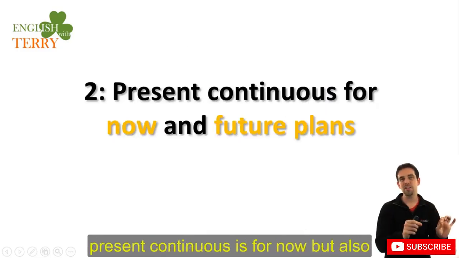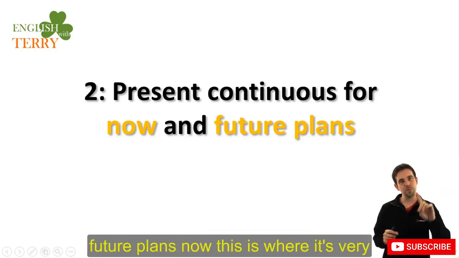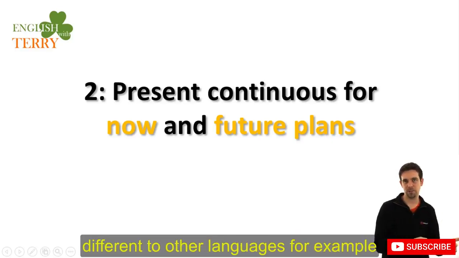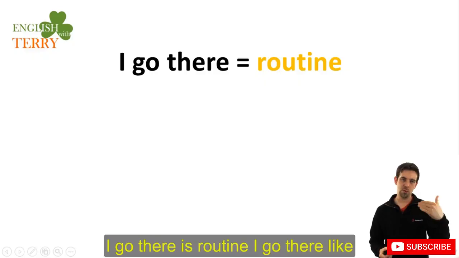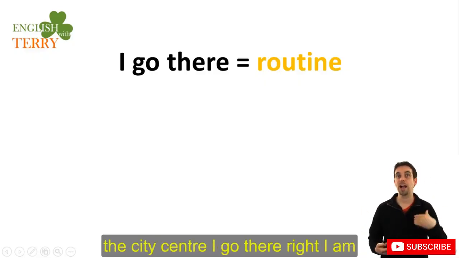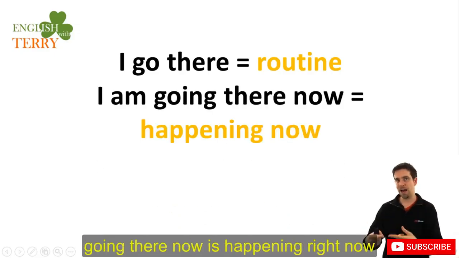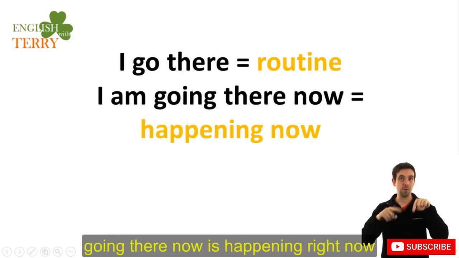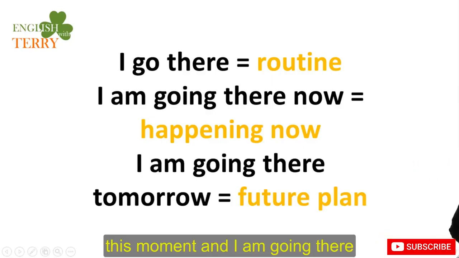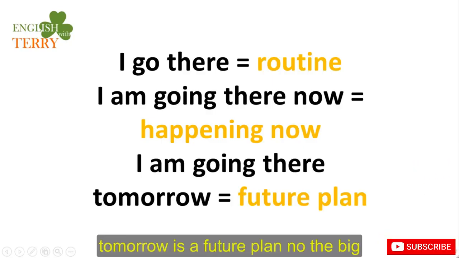Now, the present continuous is for now, but also for future plans. This is where it's very different to other languages. For example, I go there is a routine. I go there, like the city center. I am going there now is happening right now, this moment. And I am going there tomorrow is a future plan.